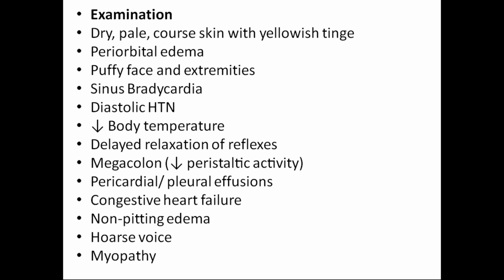And on examination, it is dry skin, pale, coarse, and yellowish tinged, and periorbital edema will be present. This is because of the accumulation of the inflammatory substances because of antibodies that are present, and puffy face and extremities, and sinus bradycardia, because as we discussed on the cardiac involvement, it is inotropic and chronotropic effect on heart, which is lost because of hypothyroidism. So there will be sinus bradycardia, diastolic hypertension.